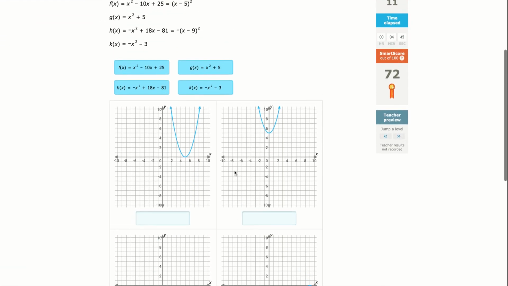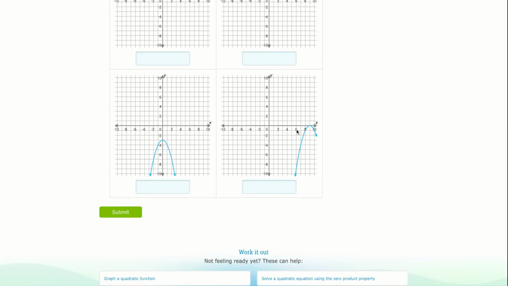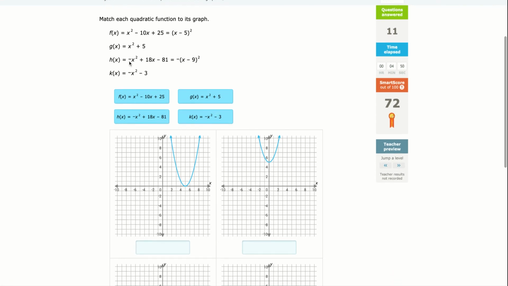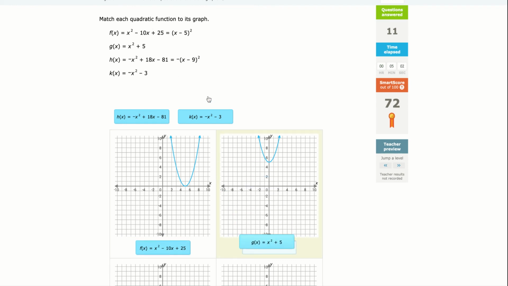All right, now they're giving us 4. So it looks like we have 2 that are opened down, 2 that are opened up. So I'm going to find the 2 that are opened up. That's the two top ones, which is nice. This one has an x-intercept of 5. That's this one. So the f function is this one. The other one that's opened up, the x squared plus 5, must be the other one.